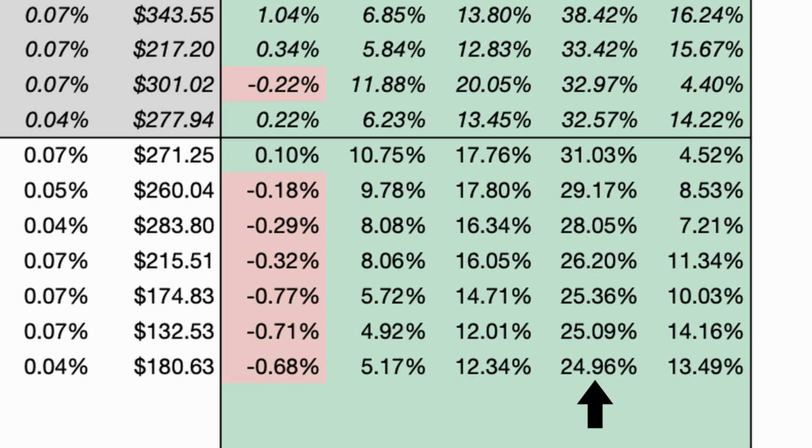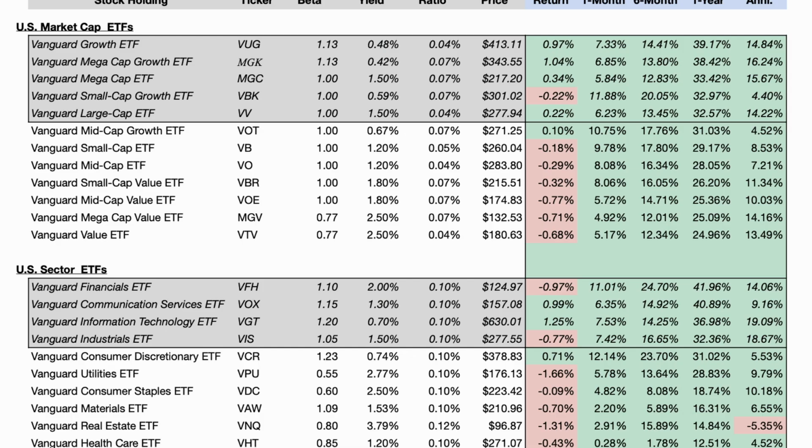Even value stocks have been less favorable in the last year, but even the Vanguard Value ETF has performed 25% in the last year, which is like an incredible return compared to general years in the market. So just strong returns overall.